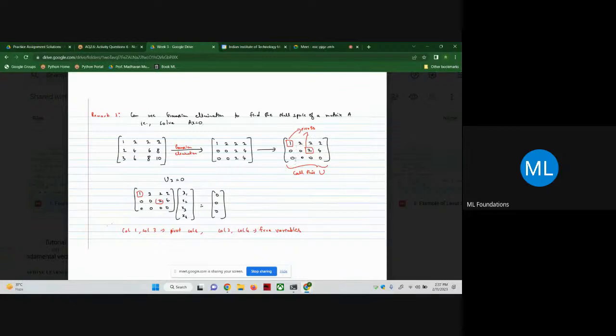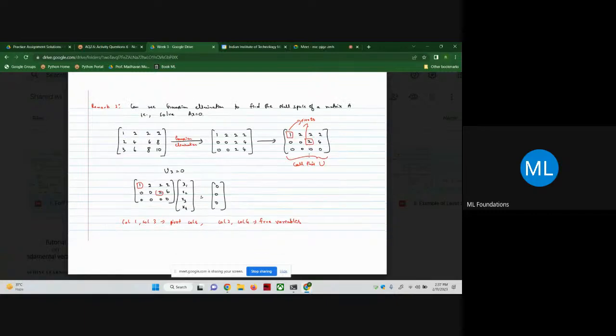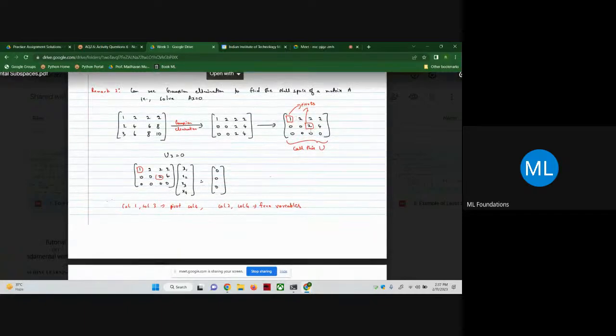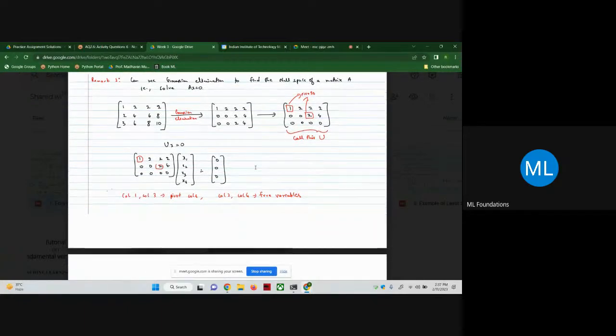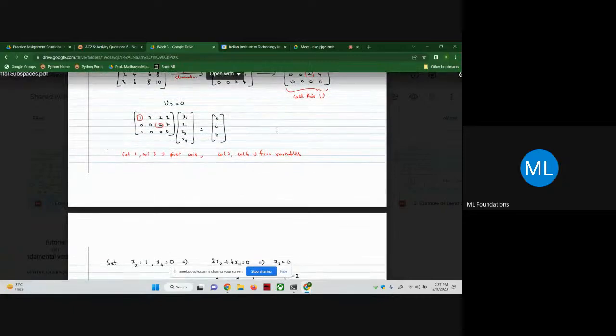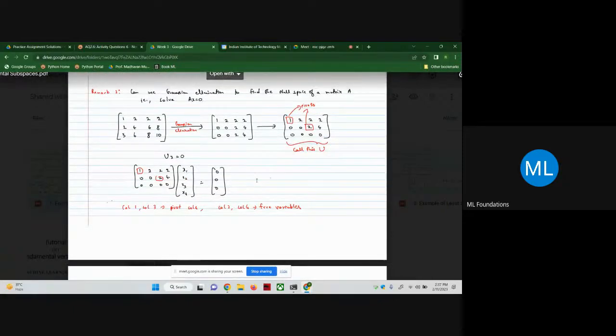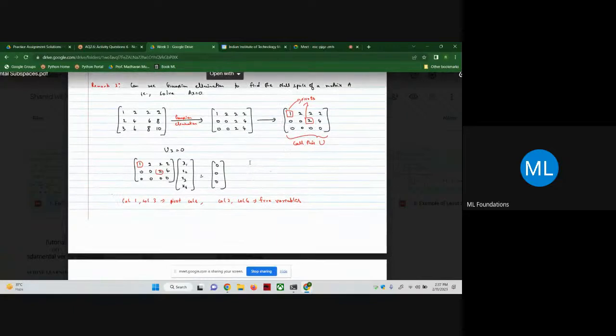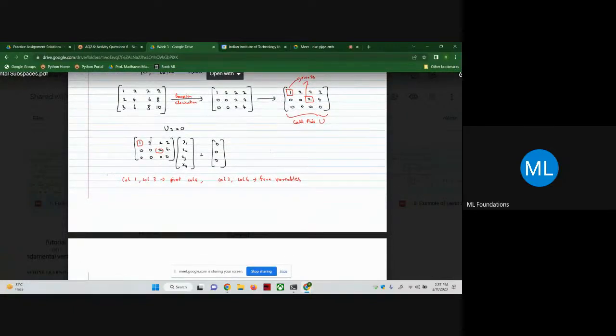This is the upper triangular matrix. Here the first non-zero values, this 1 for the first row and this 2 for the second row, are called pivot values. The number of pivot values gives you the rank. Here the first and third columns are the pivot columns, and the second and fourth columns are called the free variables.